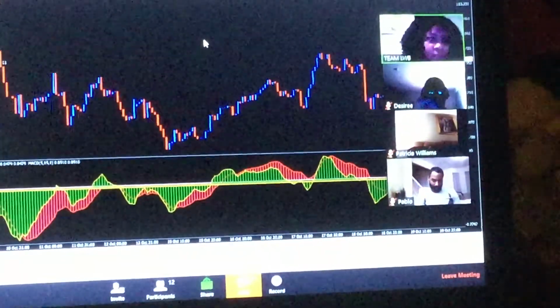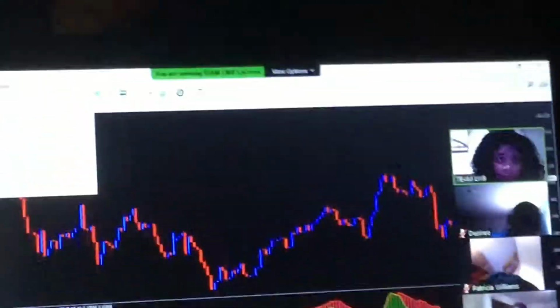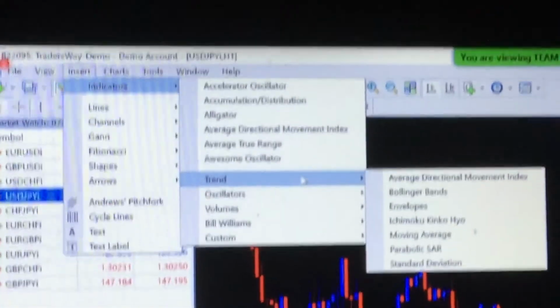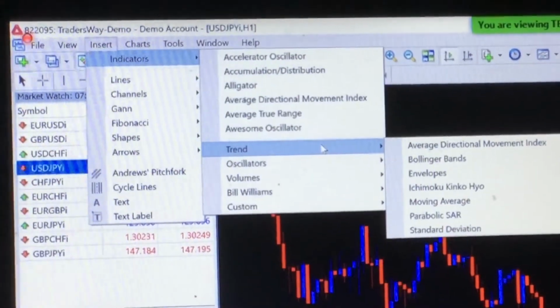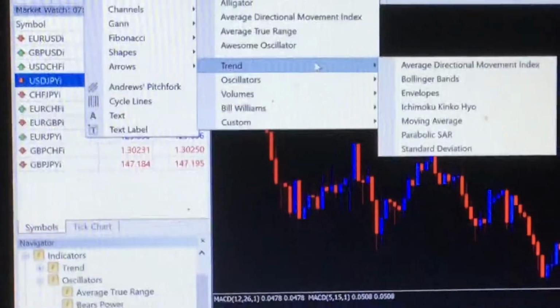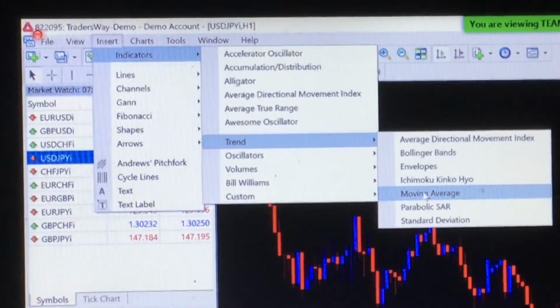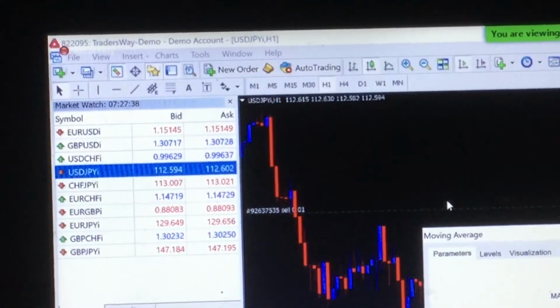Okay? All right. So, now we need to go to insert so we can put in our EMAs. Is everybody good now? Insert indicators. Go to trend. So insert indicators trend. Now go to moving average. Click on it.